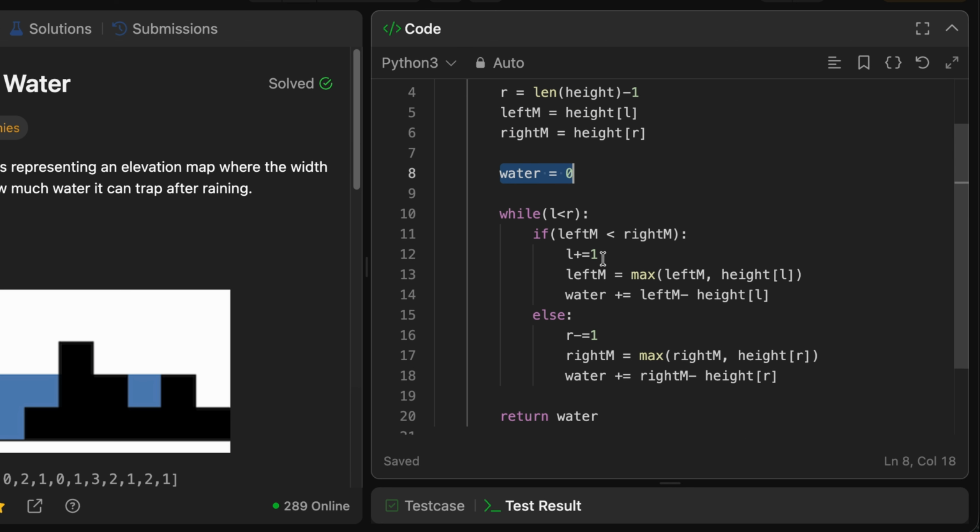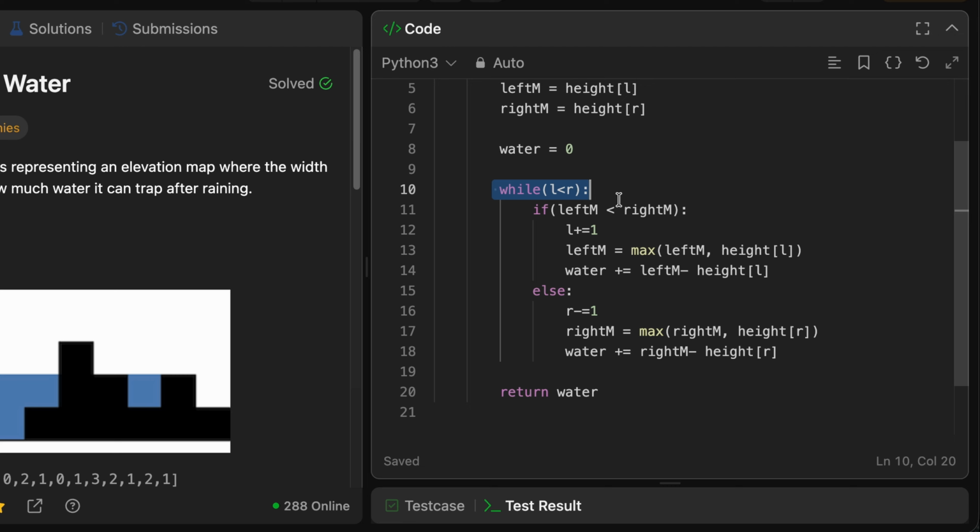Now here is the loop that we are going to run. So while left is less than r, so as long as the left is less than r, we are going to run this loop. So if the left maximum is less than right maximum, we know that we need to shift the left pointer. So I will take the left pointer and shift it to 1.